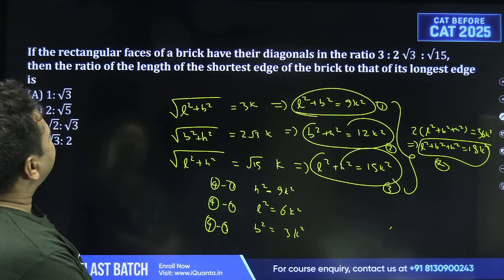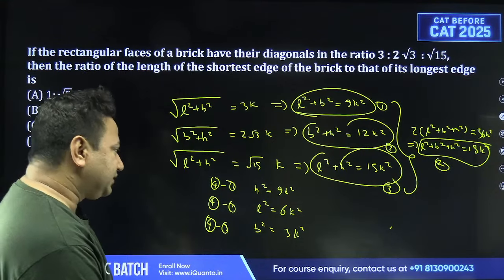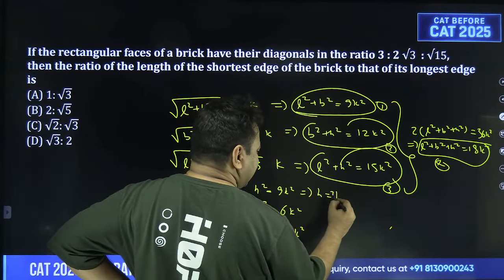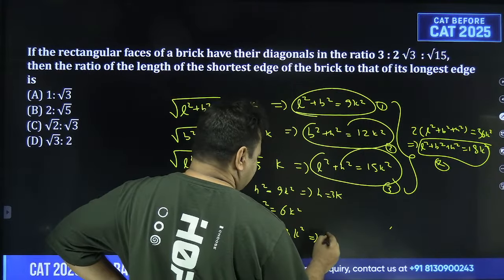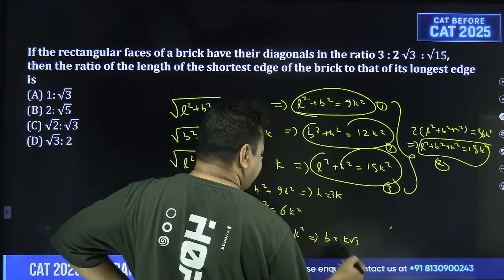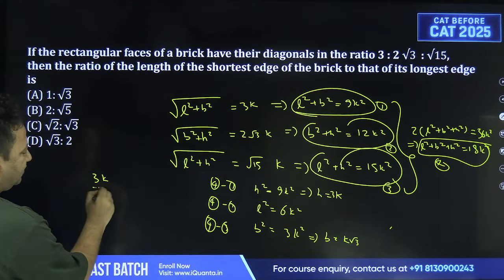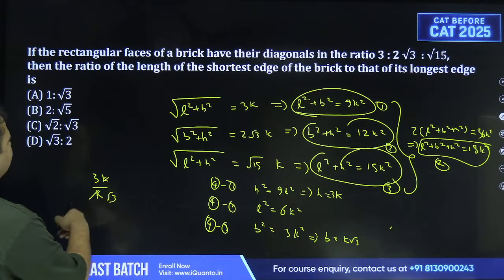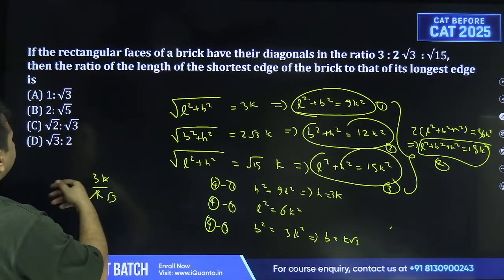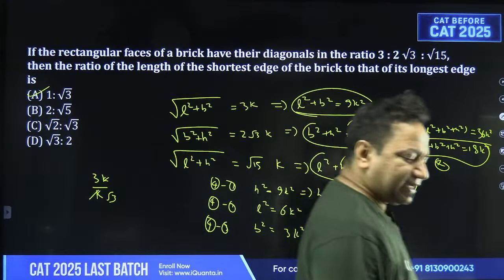Which is what? Ratio of length of shortest to its longest. Wow. So sweet. So longest is this one. So H will be equal to 3k and B will be equal to k root 3. Just divide this. So 3k upon k root 3. 3 by root 3 is the answer. 1 by root 3 by 1, right? Shortest to... oh, it was asked the other way around. Okay. Is that clear?